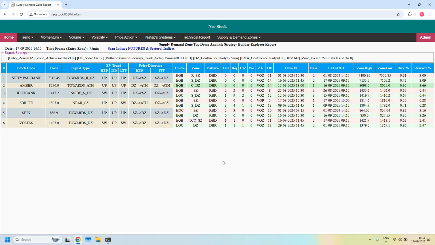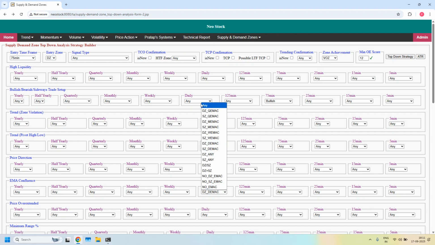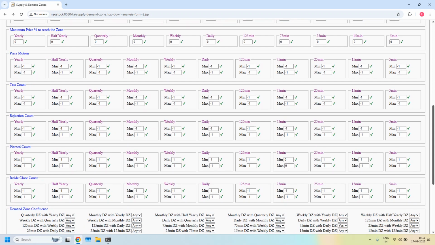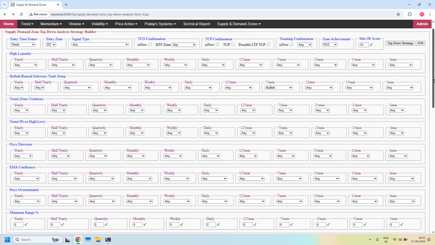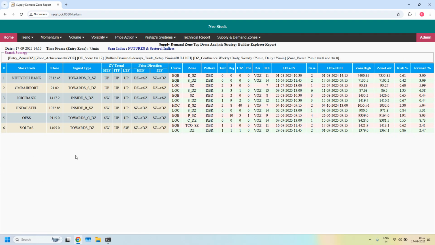So next strategy, LTF, ITF, HTF demand zone and HTF EMA confluence. I am removing the ITF EMA filter. In the demand zone confluence, we have to set 3 filters. First one, 75 minutes and daily; next, 75 minutes and weekly; and daily and weekly demand zone confluence. With all the 3 filters, we got 6 stocks.